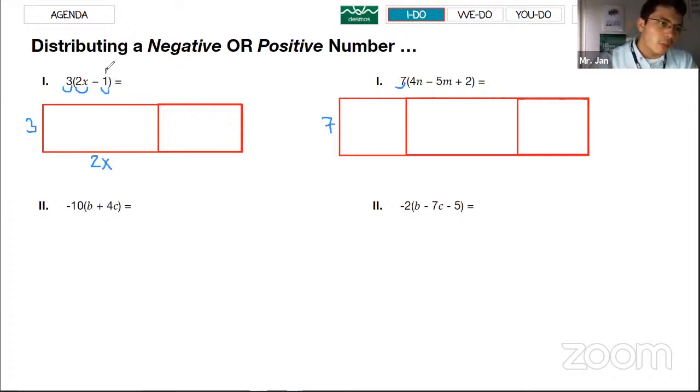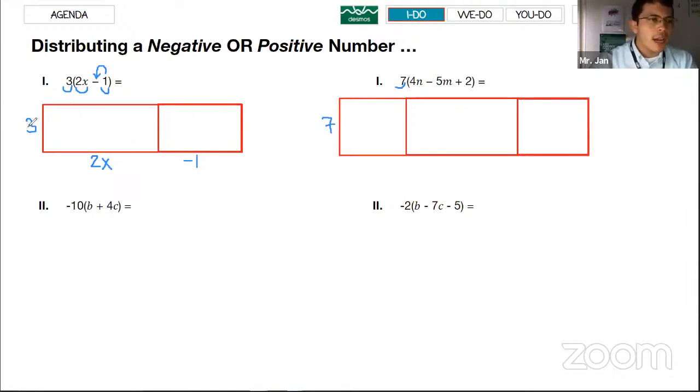And the second term is 1, but you need to be careful. There is a negative sign in front of 1, so that means it's a -1. Okay, you need to put the minus sign. And for the second rectangle, let me go back to this one later, because let's finish up this one first.